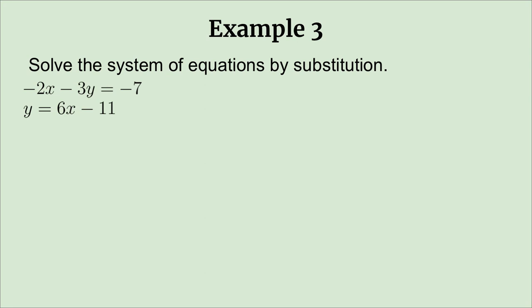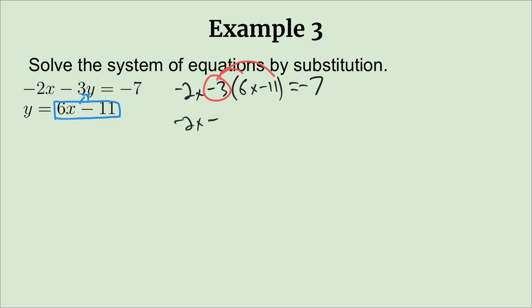Here, the second equation has been solved for already, so we can take that 6x minus 11, plug it in for the y in the first equation. So we'll have negative 2x minus 3, the 3 stays, and then we're changing the y to become 6x minus 11 equals negative 7. We're going to take this negative 3 and distribute it to the 6 and to the negative 11. So we'll have negative 2x minus 18x plus 33 equals negative 7.